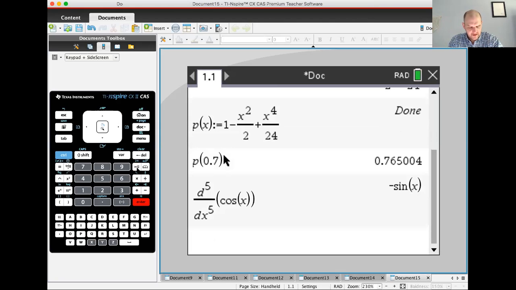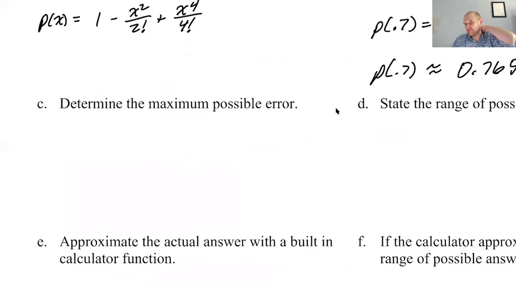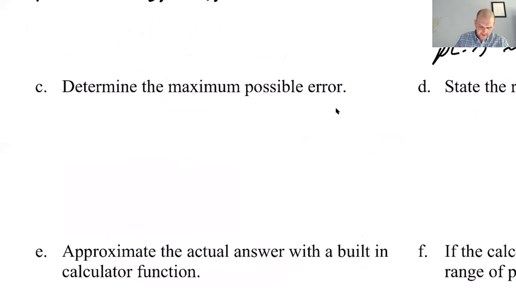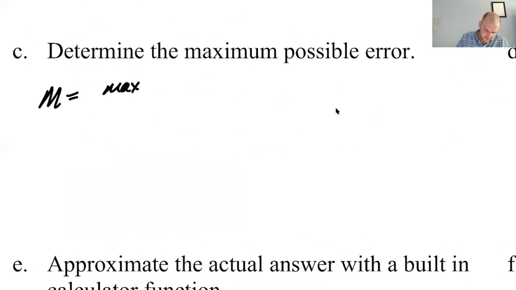Okay, so the maximum possible error, I'm going to switch back, so I can write this down here. The maximum possible error, so M, the value of M that we're going to use, I go back and forth on this because maybe I need to expand my definition of M so that it encompasses what we actually end up doing. But I'm going to say that M is the maximum. Now, it's centered at 0 and we're approximating 0.7. So it's going to be the maximum on 0 to 0.7 of the absolute value of the 5th derivative.